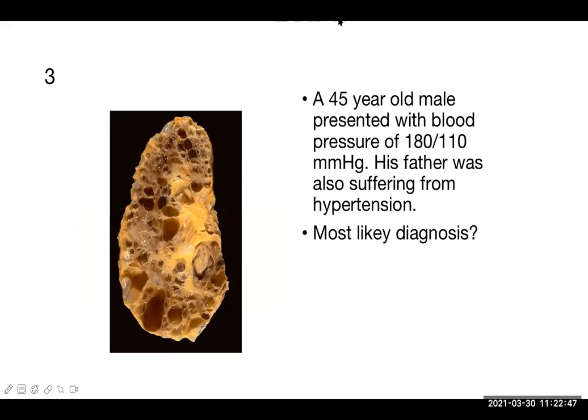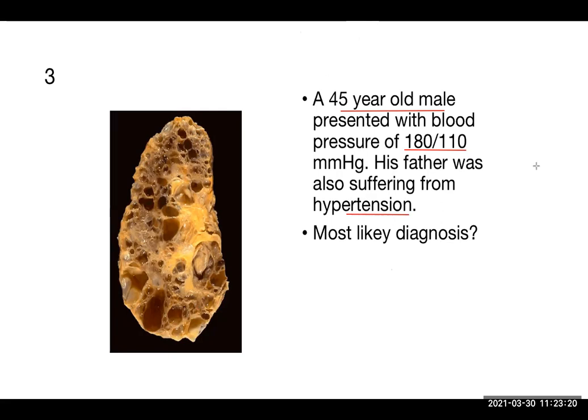Now, question number 3. This is a 45-year-old male, and the male presented with a blood pressure of 180 over 110. So this is hypertension. His father was also suffering from hypertension. Look at this picture and tell me the diagnosis.